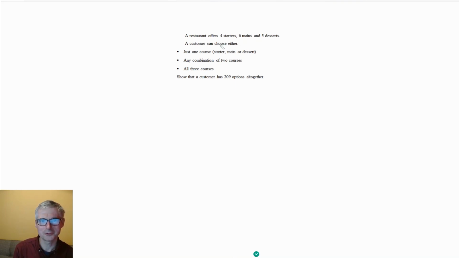In our final example, we've got a restaurant which is offering 4 different starters, 6 different mains and 5 desserts, and a customer can choose several different options. So a customer can choose either just one course, so a starter, a main or dessert, any combination of 2 courses, or all 3 courses. So this is a more difficult one, and we've got to show that actually there's 209 options altogether. So what I'm going to do is just try and list each one of these options, I should say, separately.